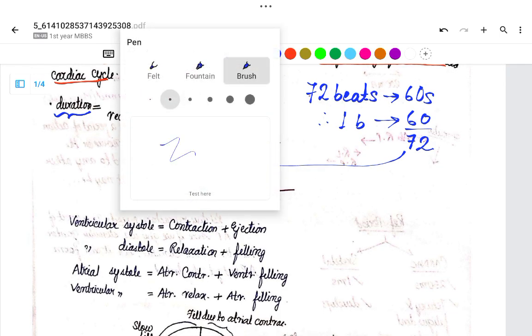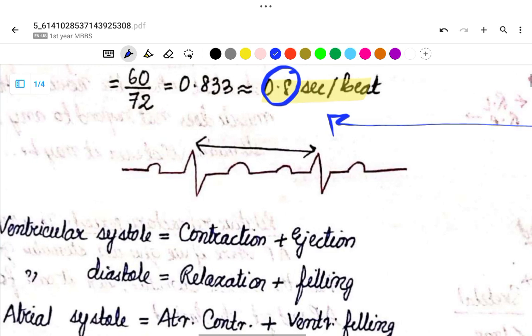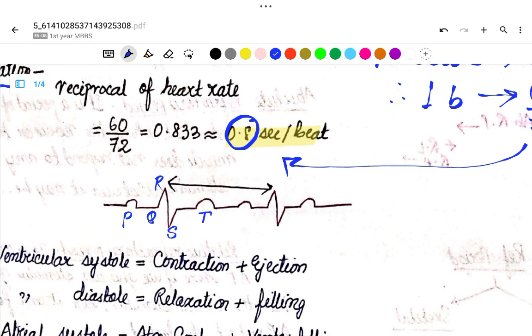Next, we go forward. What is this? This is a typical ECG, not ESG. This is a P wave. This is a Q, R, S, and T wave. P wave stands for atrial depolarization. QRS stands for ventricular depolarization, and T wave stands for ventricular repolarization.